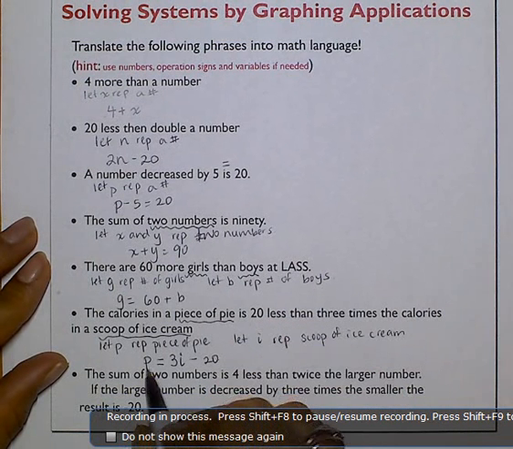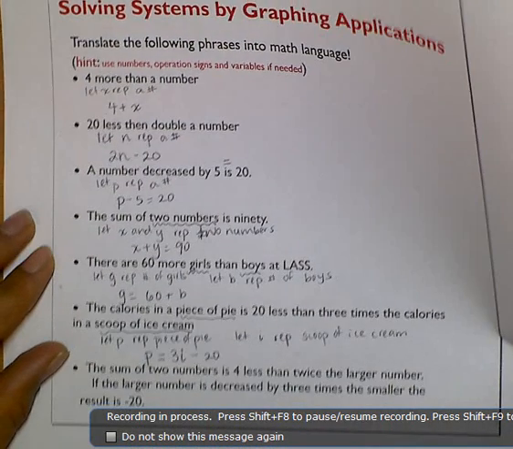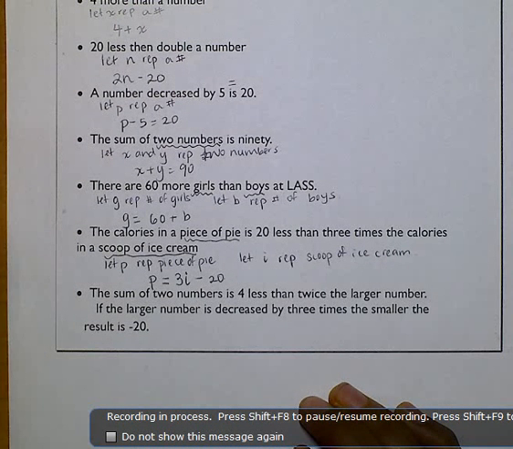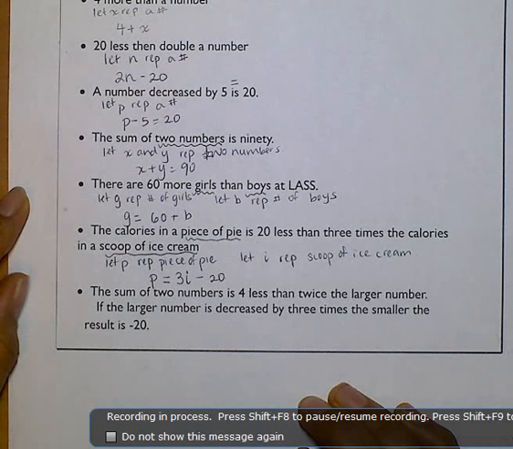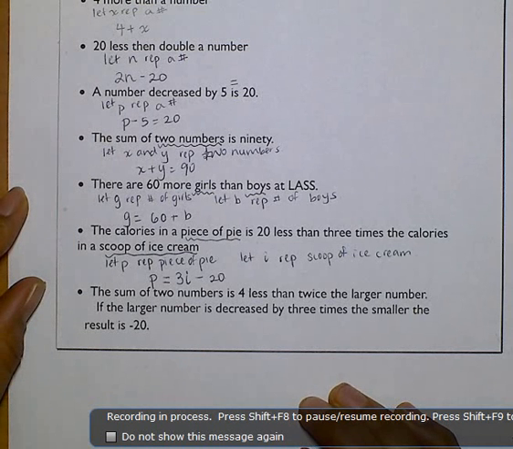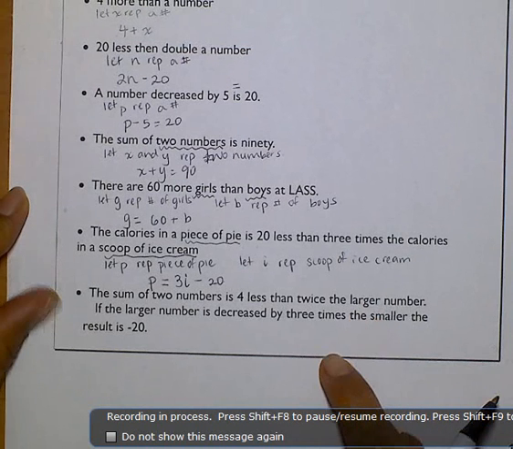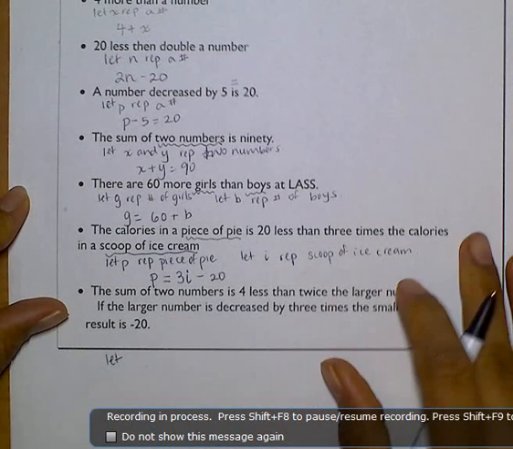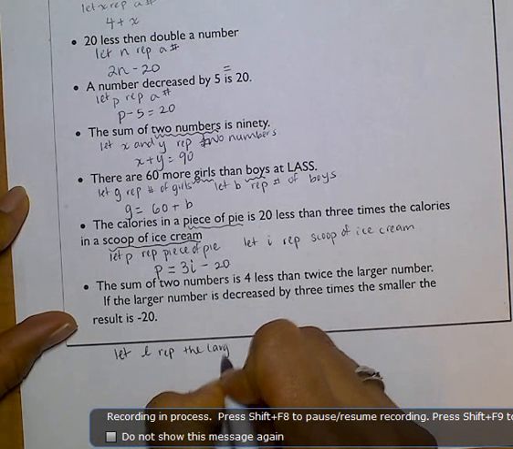Okay, and our last example here is the sum of two numbers is 4 less than twice the larger number. If the larger number is decreased by 3 times the smaller, the result is minus 20. So here again we're comparing two different types of numbers. There's a larger number as well as a smaller number, so I need to make sure I make that distinction. Let L represent the larger number and let S represent the smaller number.